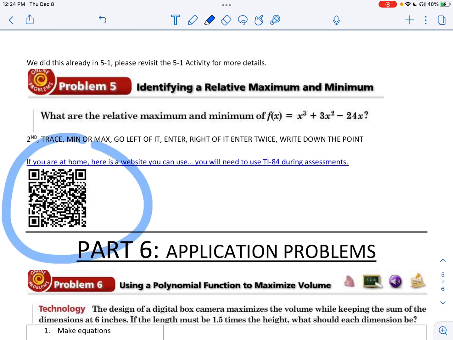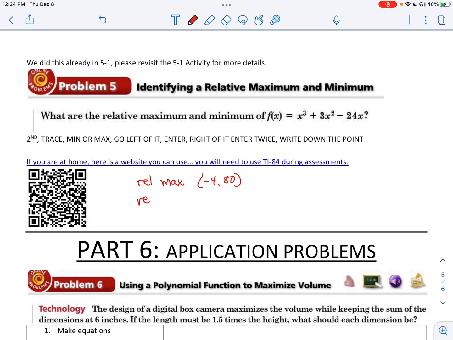I have a QR code if you're at home and you want to use a website because you don't have a TI-84. You do need to use the TI-84 during homework though, or during your test, excuse me. If anybody did this, you should get a relative max at (-4, 80), and you should get a relative min at (2, -28). And I guess that's really all I have to say about that because that's something we've gone over before.